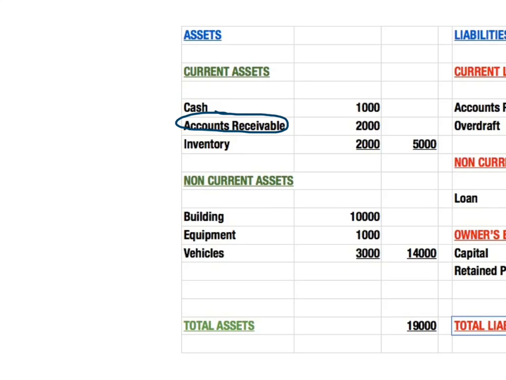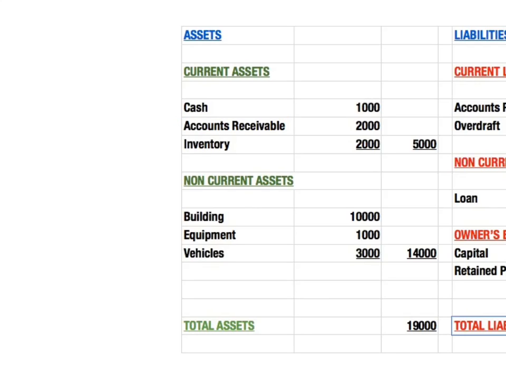The second one here is accounts receivable. This is when people have purchased products from our business on credit, which means they owe us the money at a future point in time. At the moment, we don't have any cash from this. It is like we have a piece of paper that is an IOU, saying that we will receive money at a future point in time. Because we would expect to receive that money within the next 12 months, accounts receivable is a current asset.